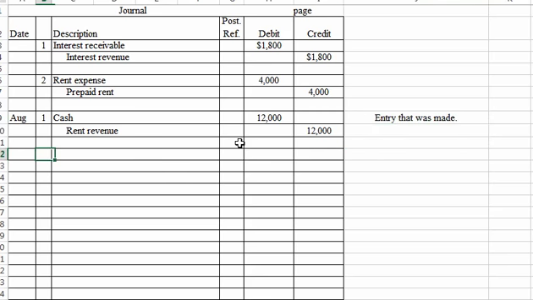Okay, now let's look at the August 1st entry that should have been made. Cash would have still been the debit. But the account to credit should have been our liability account, deferred rent revenue. Now, like we did in the earlier problem, I think we should go to T accounts for this. This is our entry that should have been made.